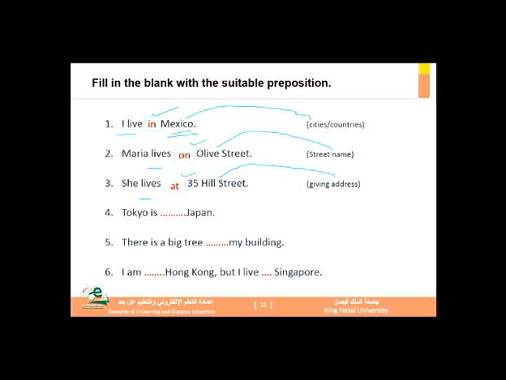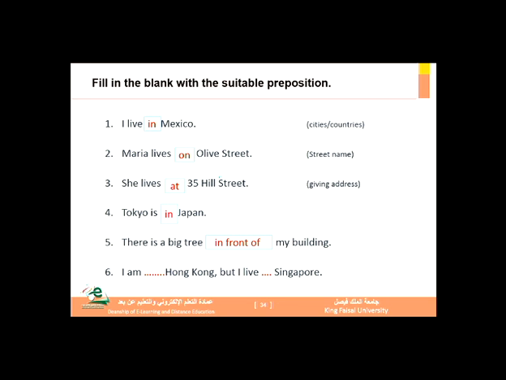What about sentence number 4? Tokyo is Japan. Tokyo is in Japan. So we are dealing with the name of the country again, and we are dealing with Tokyo as part of Japan. So Tokyo is located in Japan. There is a big tree my building. According to the exercise, there is a big tree in front of my building.